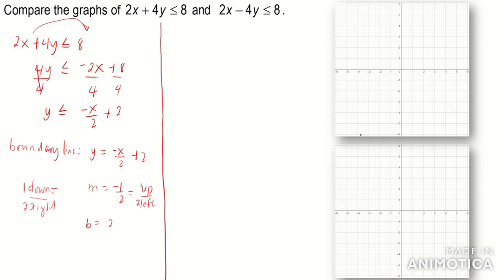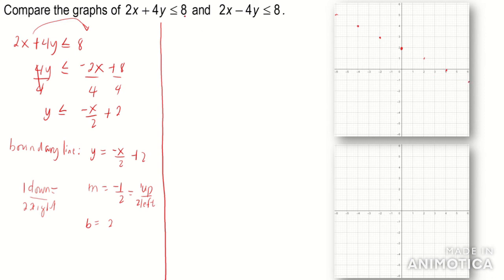Okay, let us plot first the y-intercept, and that is 0, 2. It's found here. Then we make use of the slope to determine other points lying on the line. So we have 1 up, 2 to the left. Then going down, 1 down, 2 units to the right.